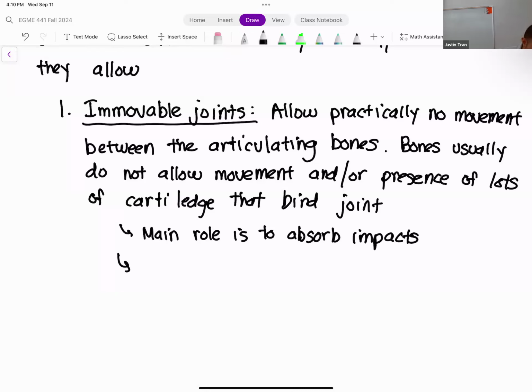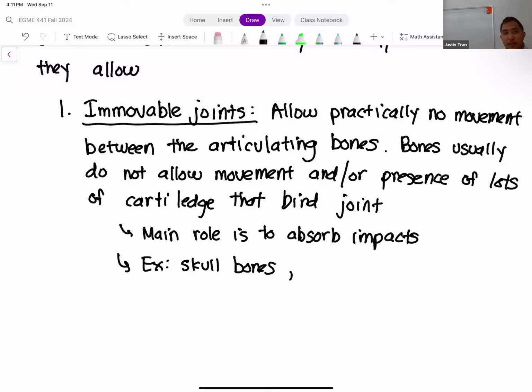So some examples of immovable joints in your body. Remember from the second day of class, we talked about how your skull is actually made up of lots of different bones that move around a lot in your youth, but once you become an adult, they become settled. After a while, there's a lot of cartilage and fibrous tissue that prevents your skull bones from sliding past each other. Okay, which is good. Your skull is kind of a helmet that protects your brain.